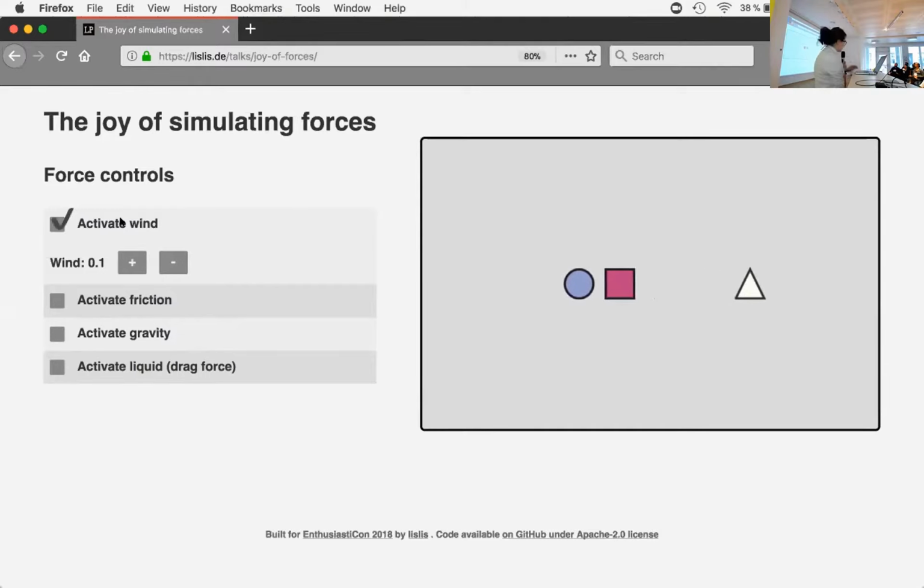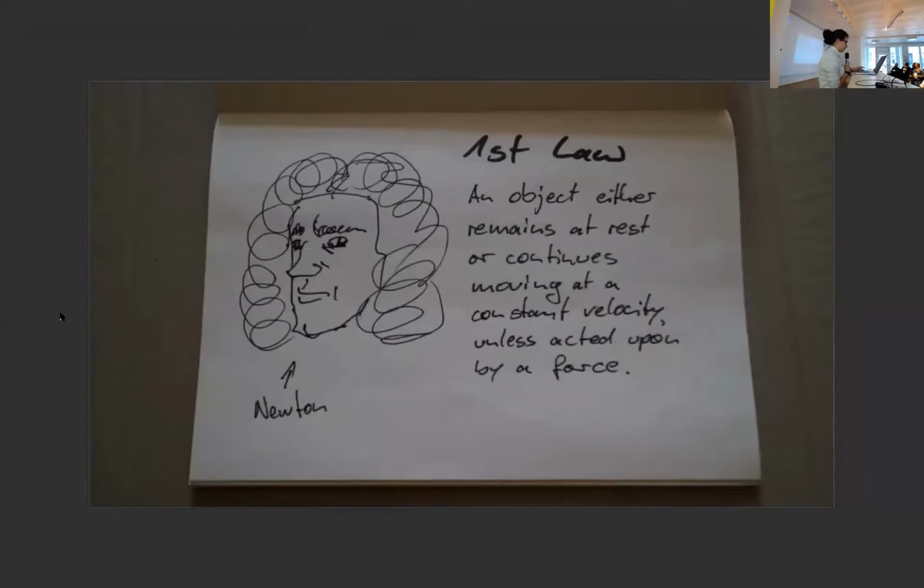In this case, the wind value here is 0.1, which is an arbitrary value, and it means it's blowing on the positive x-axis, and a negative value would blow to the other side. And yes, things move. But this is only one of the laws, because in this example we already had the other two laws that Newton talks about.